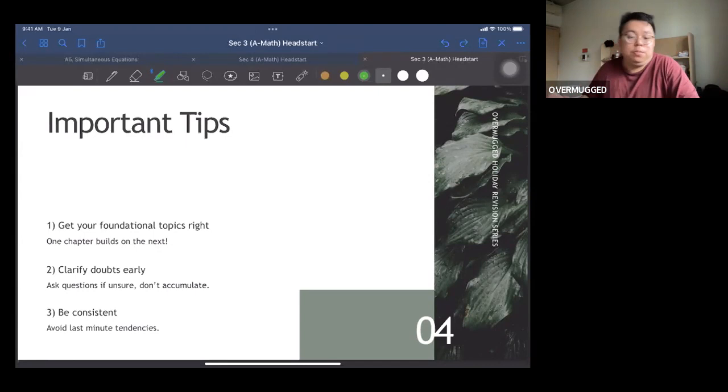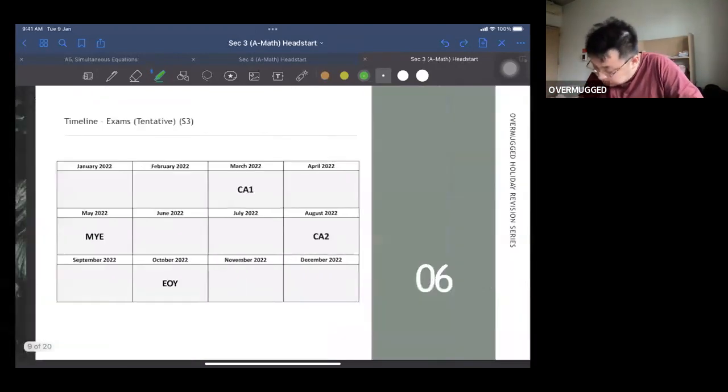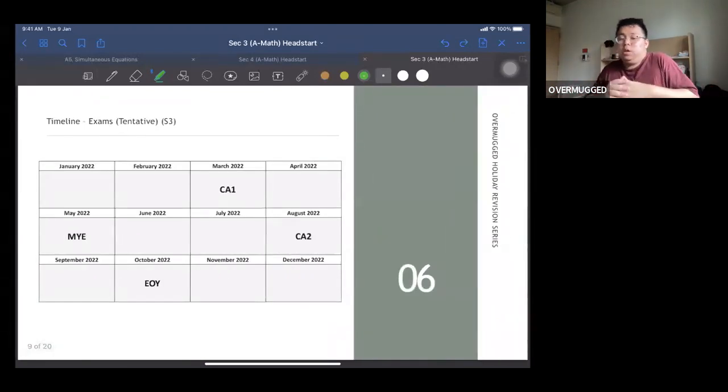Okay, so this is the main advice for math. Now, let's talk a bit about exam timetables and whatnot. So these are what your exams will look like.